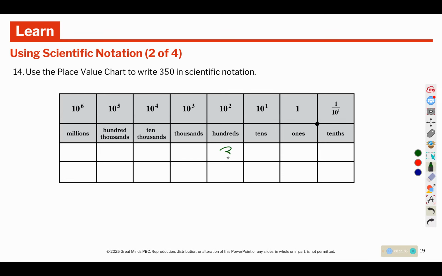Here I have 350. So if I wanted to change it to be 3.5, that moved the 3 2 positions. So it would be 3.5 times 10 to the second power because I had to move 2 spots.